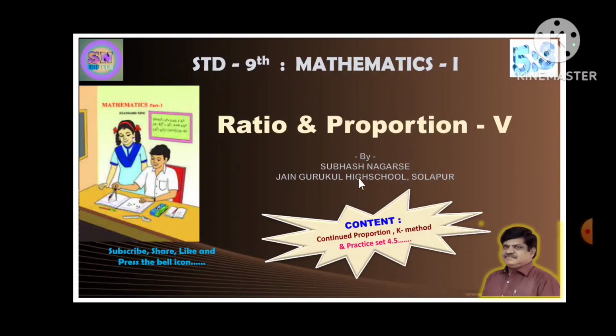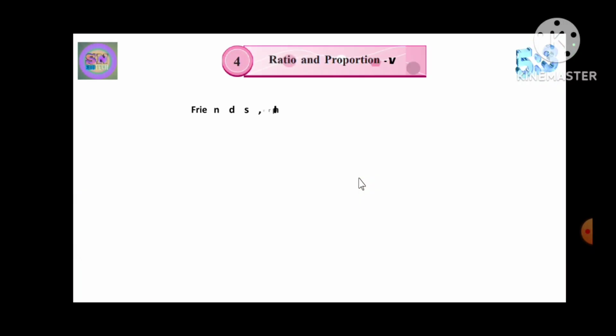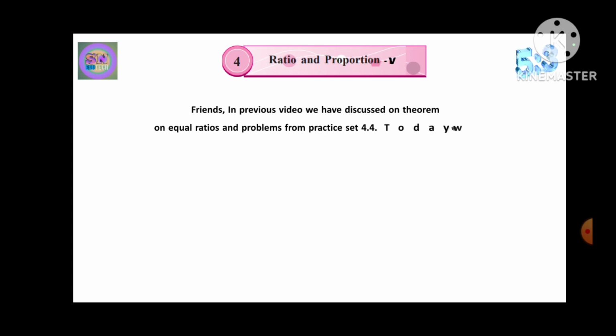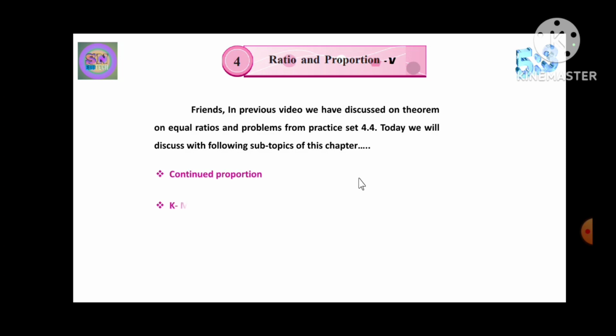The topic is ratio and proportion part 5. Friends, in the previous session of this ratio and proportion part 4, we discussed theorems on equal ratios and problems from practice set 4.4. Today we will discuss the following subtopics: continued proportion, K method and problems from practice set 4.5.